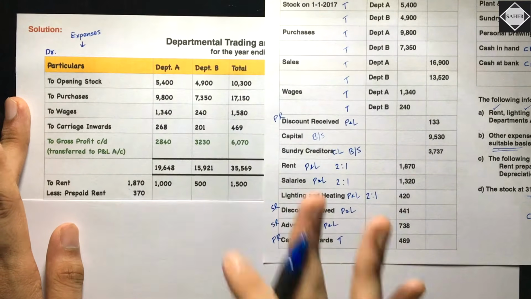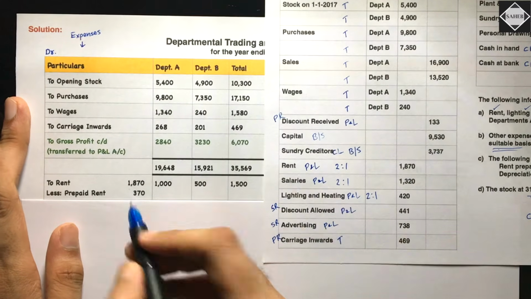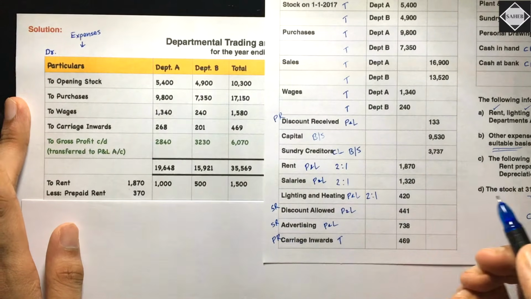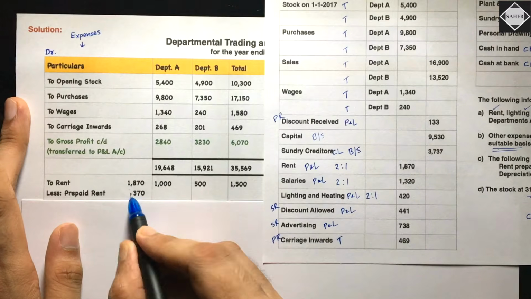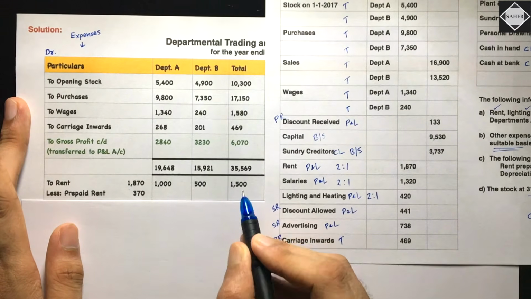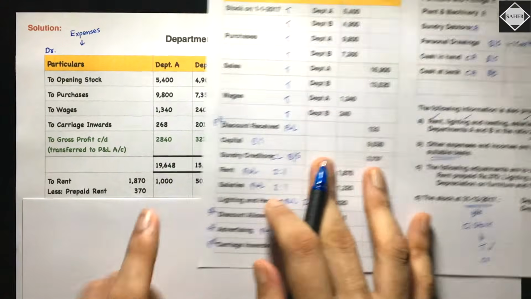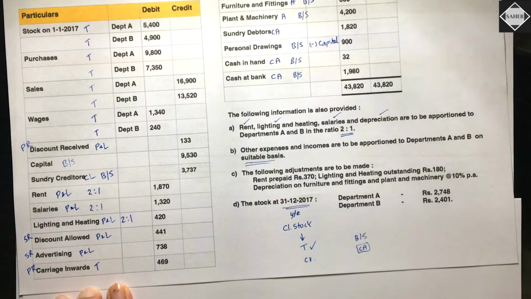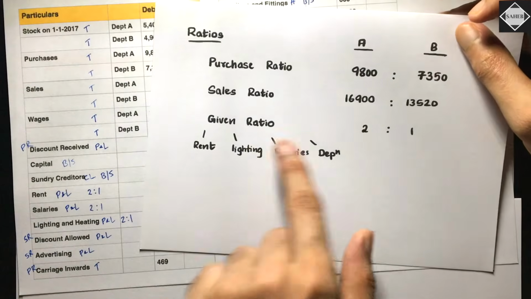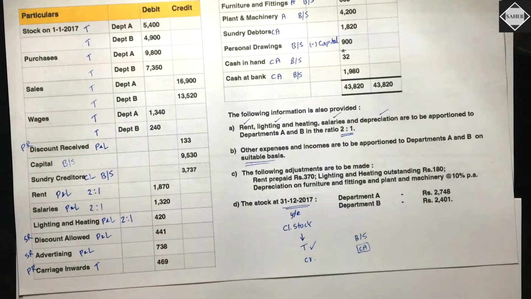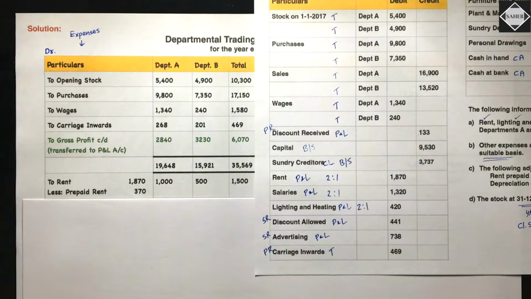Is that clear? Did you understand the flow? From the trial balance we took 1870. We saw the adjustment, prepaid rent 370, we subtracted. We got 1,500. Then we apportion this 1,500. In what ratio will we apportion? They have said 2:1, isn't it? For certain expenses they gave the ratio 2:1, for rent. So if we do that in 2:1, let me just show you.